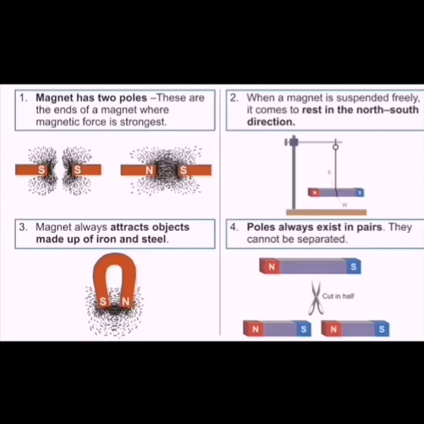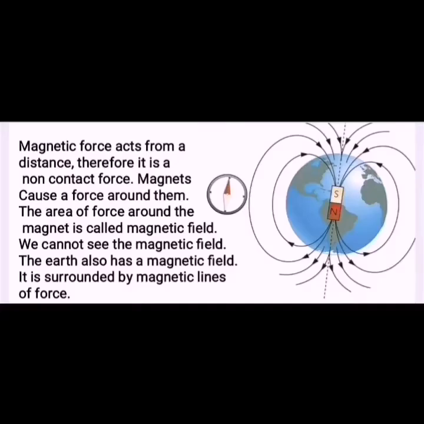Now let's see some of the important properties of magnets. Magnets have two poles. These are the ends of the magnet where the magnetic force is strongest. When a magnet is suspended freely, it comes to rest in the north-south direction. A magnet always attracts objects made of iron and steel. Poles always exist in pairs. They cannot be separated.